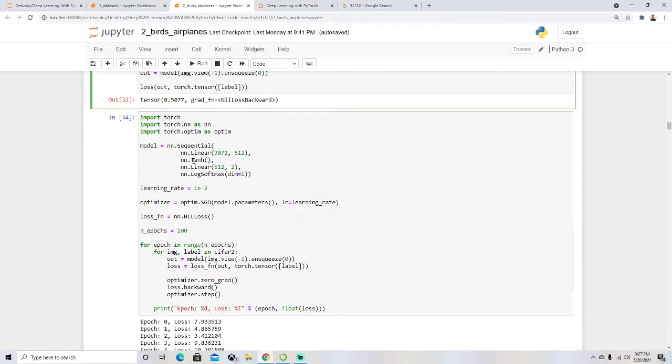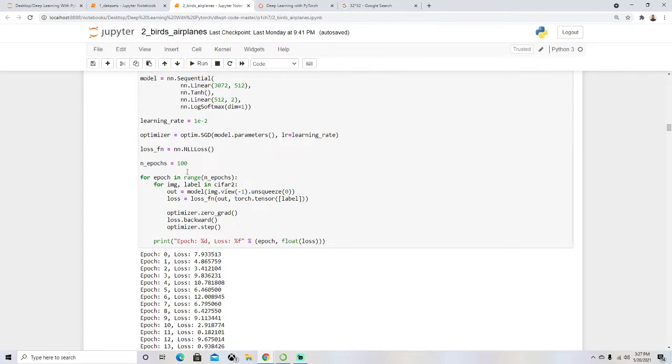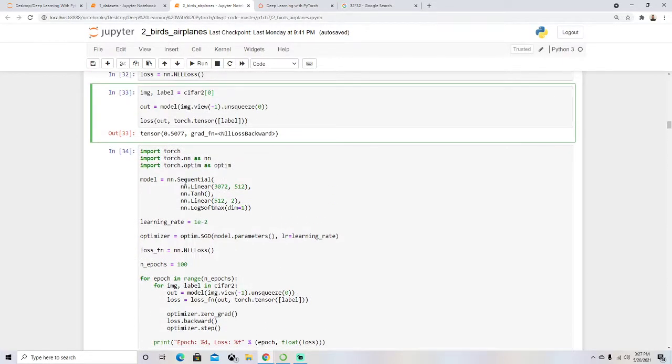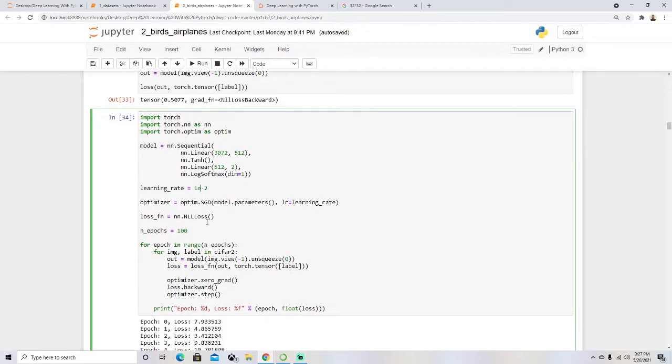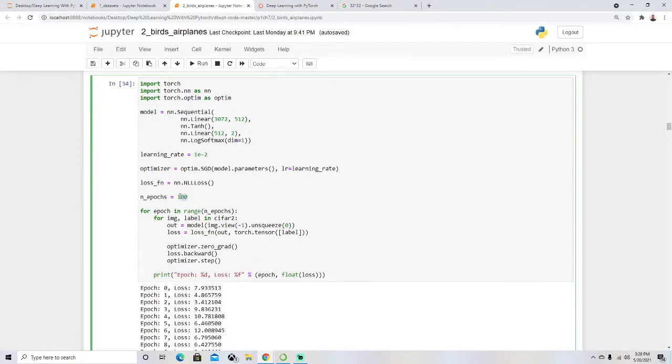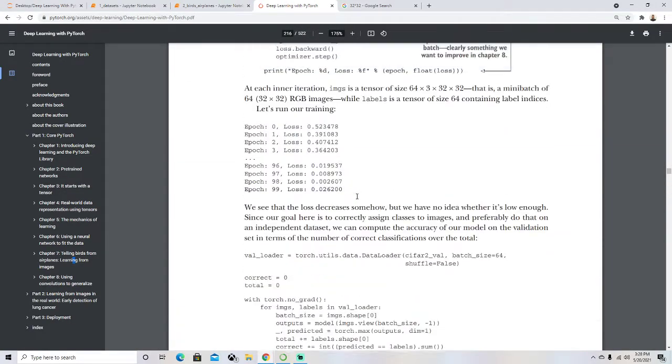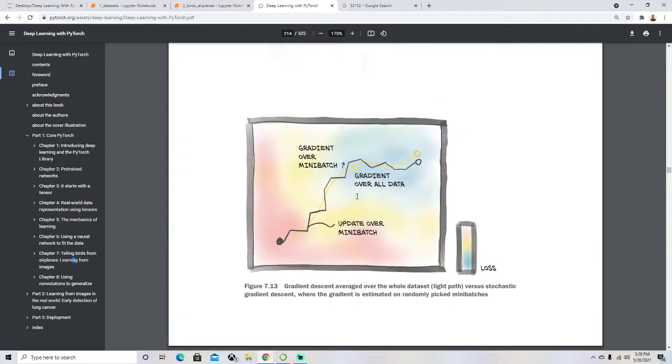So model equals the same thing, 3,000 to 512, 512 to 2, learning rate 0.02, 100 epochs. Now this is how we're cycling through, for epoch in range. These 3 lines of code are very important for a neural network. They were listed in this figure that I said is important.